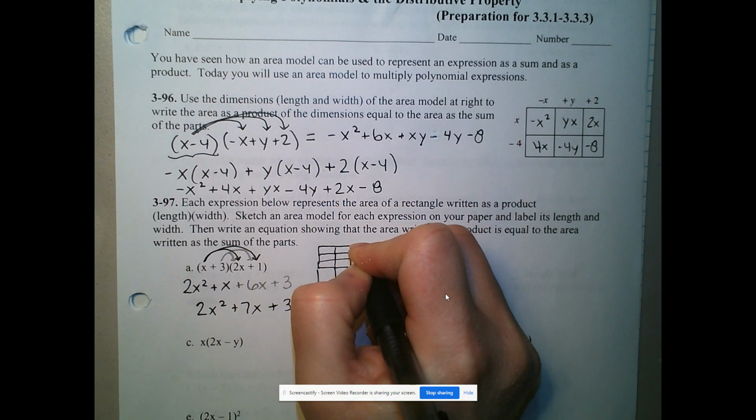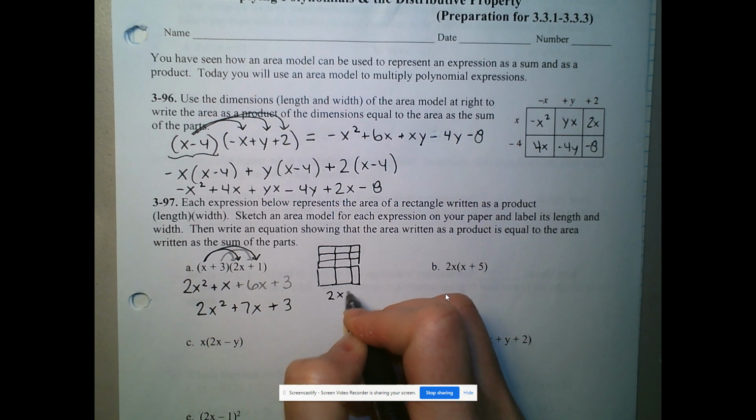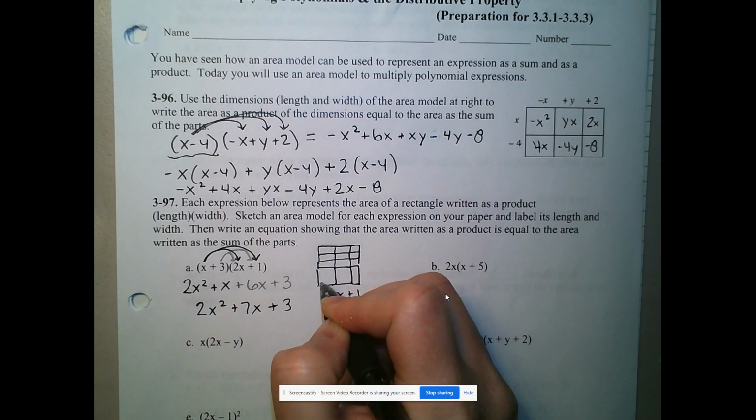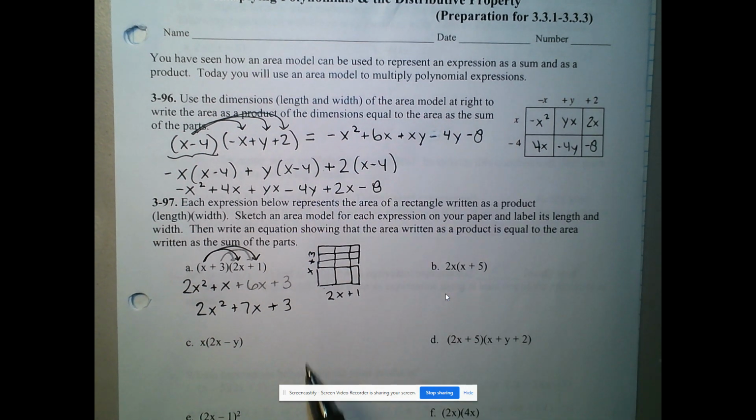And it would have taken me 3 unit tiles. The bottom would have been 2x plus 1. Up the side would have been x plus 3. I would have had the same dimensions, 2x plus 1 by x plus 3, and I would have had the same tiles inside. Instead, I was able to go through and use the distributive property to do that.